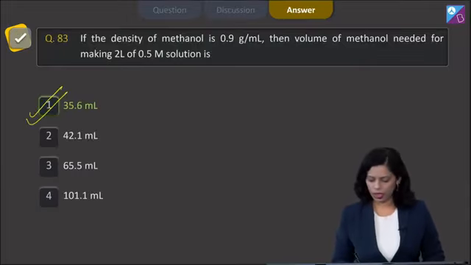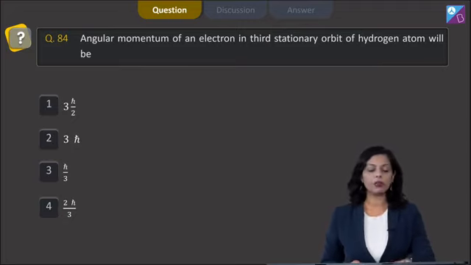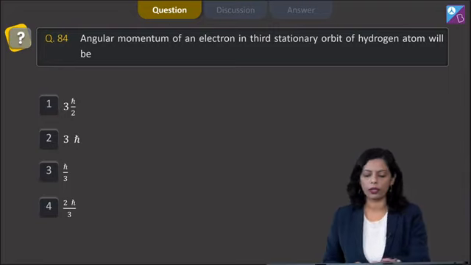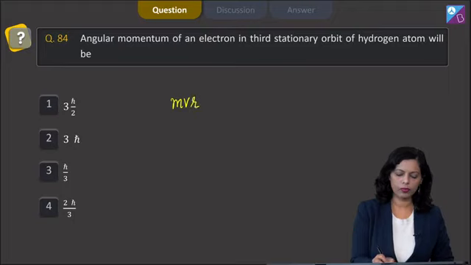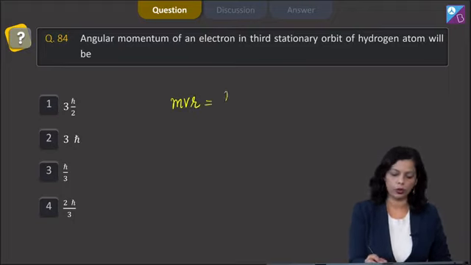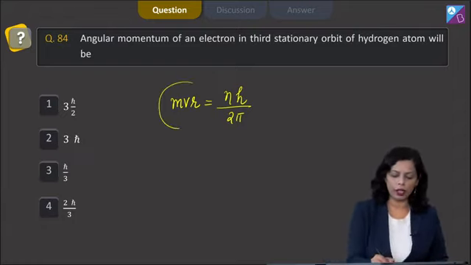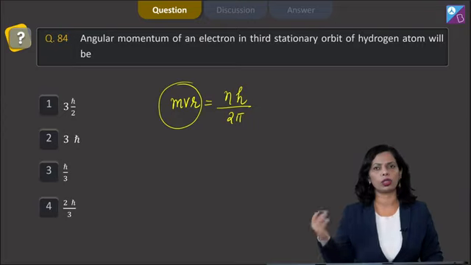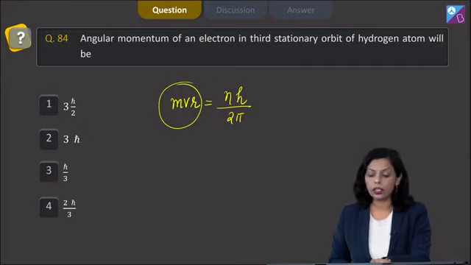That's your answer. Now the turn comes for question number 84. Angular momentum of an electron in third stationary orbit of hydrogen atom will be. So angular momentum, mvr is equal to nh by 2 pi. This formula we take, right? Now in this formula, this is the angular momentum. No need to go for mass, velocity or the radius of the shell. You have to just go for the angular momentum entirely in the third stationary state.